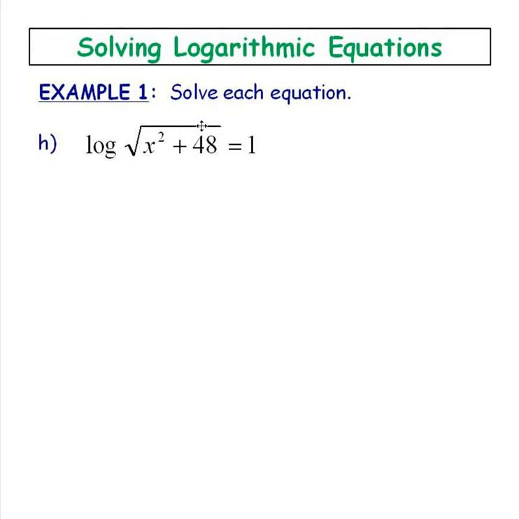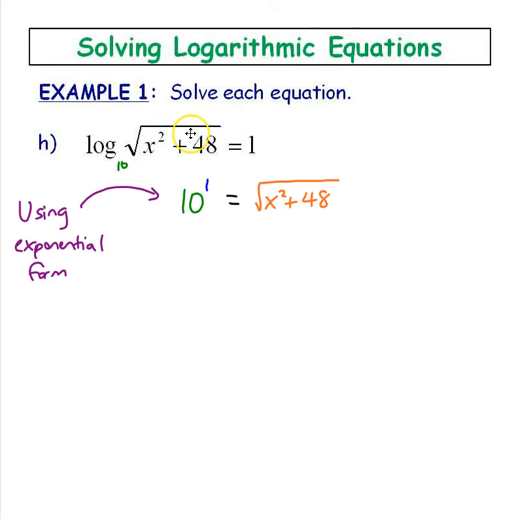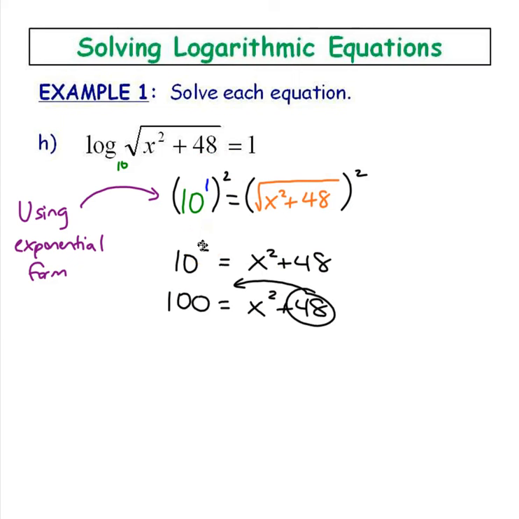All right, I jumped a little bit too fast. Here's h. Same type of thing that we saw before. Why don't we change it to exponential form? So 10 to the power of 1, which is this guy right here, is equal to this guy right here. Square both sides to get rid of that square root, and then we get x squared plus 48 on its own. 1 times 2 is going to give me a 2, so 10 squared is 100. Now bring the 48 over to the other side, and you get a minus. When I subtract these two, I'm going to get 52.